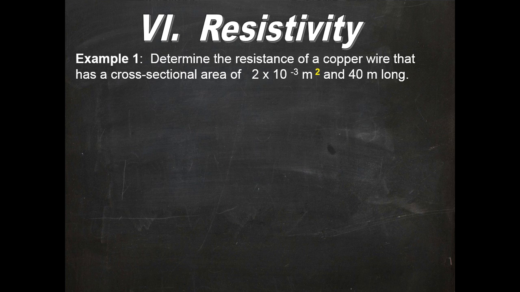Let's take a look at these two examples. It says determine the resistance of a copper wire that has a cross-sectional area of 2 times 10 to the negative 3 meters squared, and it's 40 meters long.